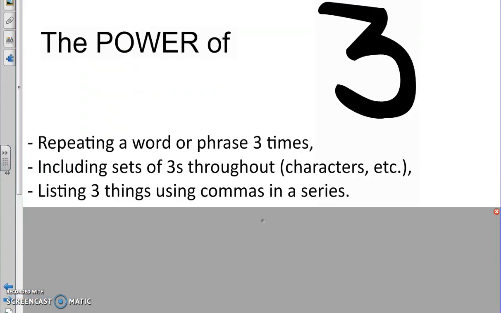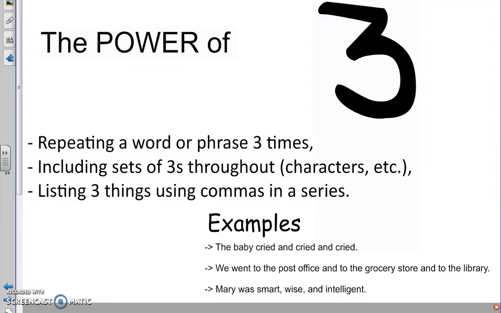So let's come back to this slide, the power of three. These are three strategies I want you to try several times in your own writing. And if you want a little reminder, here are the examples we talked about at the beginning part of this slide. Sound good? Good luck. I'm looking forward to seeing how much you're able to use the power of three in your own writing.